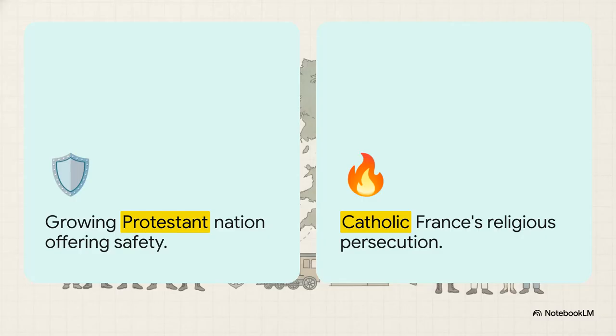To really understand the Huguenots, you've got to understand the religious shifts of the time. Comparing the two, on one side, a changing, increasingly Protestant England was actively drawing skilled people in. But on the other side, Catholic France was engaging in severe religious persecution, and this persecution acted as an intense push factor, essentially driving French Protestants, the Huguenots, out of their homes and toward the safety of England.